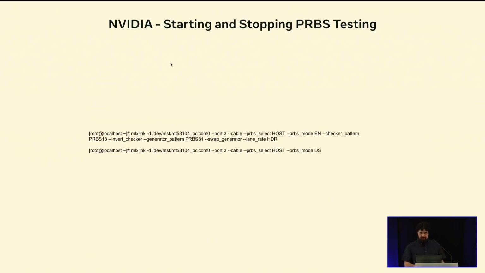For PRBS testing, again, we use their tool where we specify which test we want to run. So we're running the PRBS 31 test here, and to turn it off, again, a separate command to turn it off.